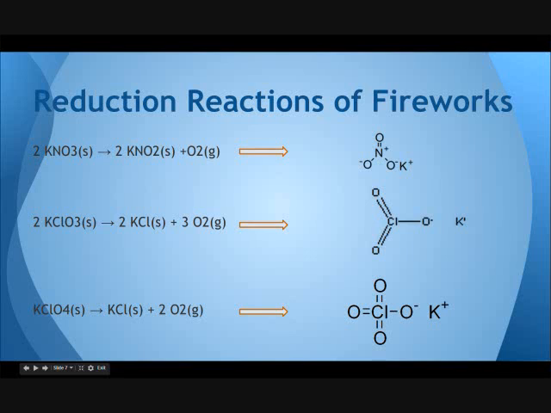The next reaction is the decomposition of potassium chlorate. The products of this reaction are potassium chloride and oxygen gas. The final reaction is the decomposition of potassium perchlorate. The products of this reaction are potassium chloride and oxygen gas as well.